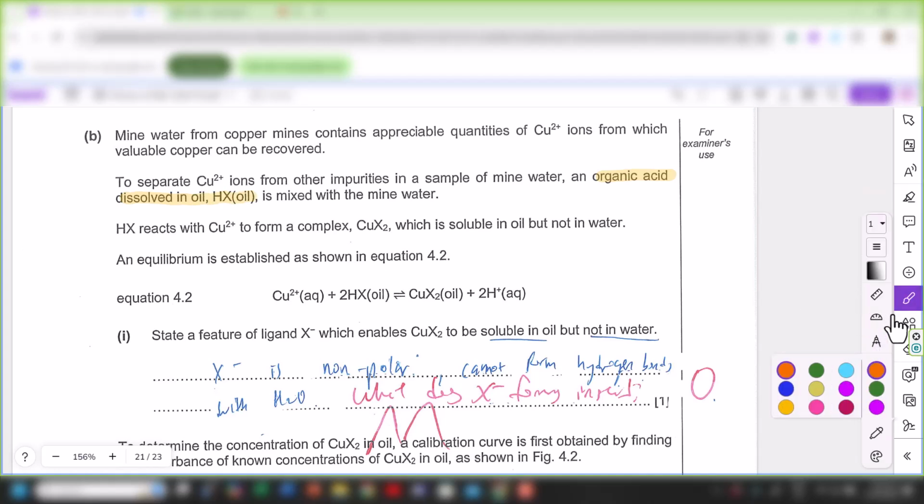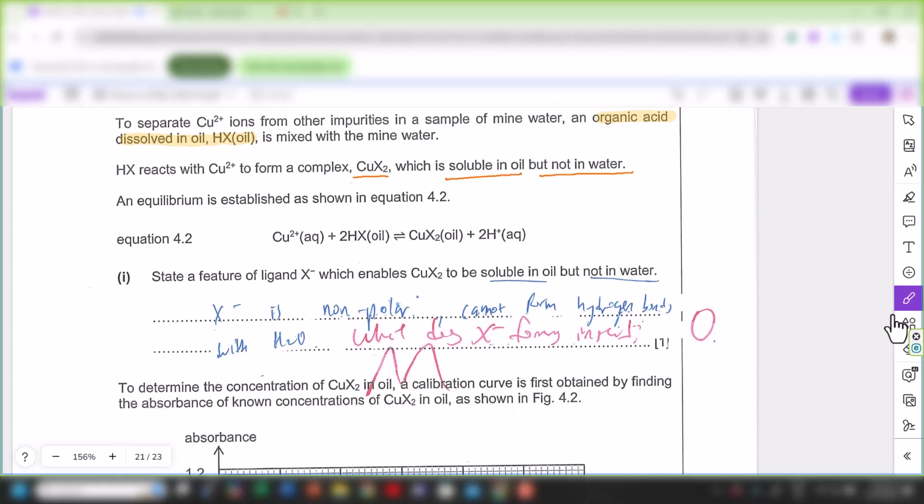That's a keyword. And then HX reacts with copper 2 to form this, which is soluble in oil but not in water. Very important. They ask you what is the feature of the ligand that enables CuX2 to be soluble.